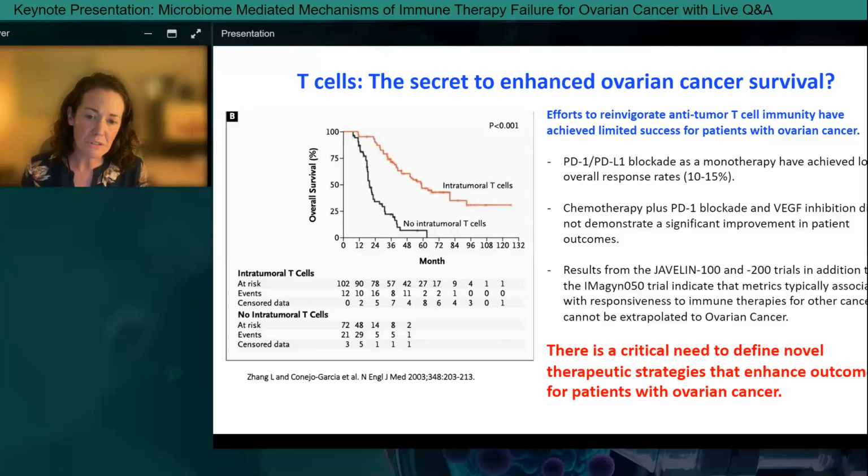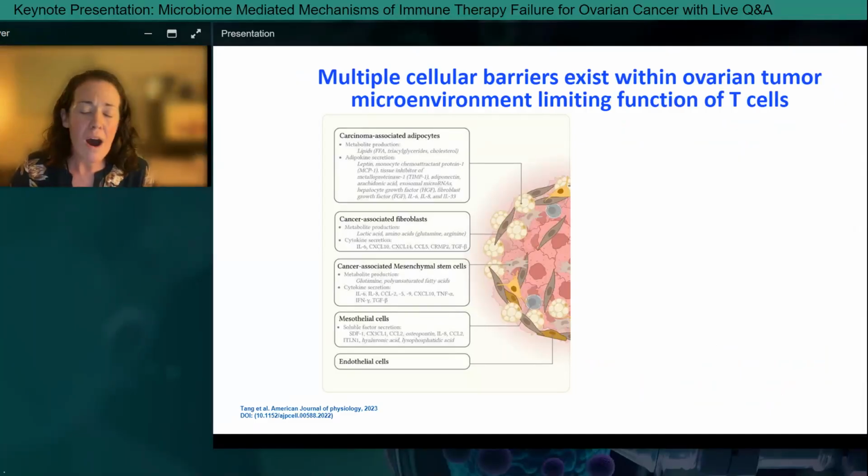Thus, there's a really critical need to define novel therapeutic strategies that can enhance anti-tumor T cell function and therefore the outcomes for patients with ovarian cancer. And so why are T cells so dysfunctional? Why is it so hard to get them to work within the ovarian tumor microenvironment? And so this is another barrier, is there are multiple cellular barriers within the ovarian tumor microenvironment.